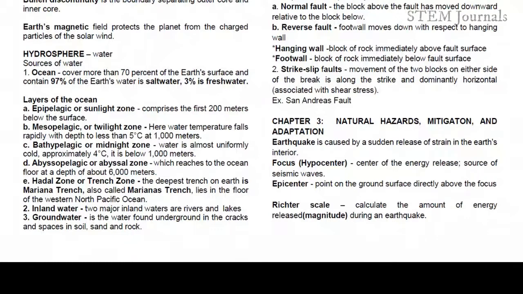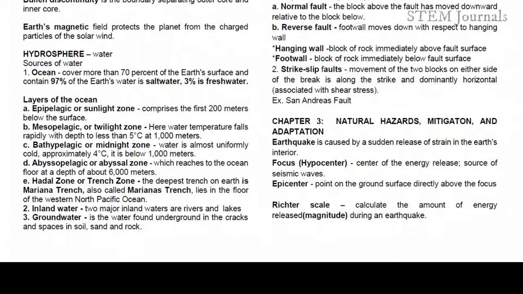And we have the layers of the ocean. We have the epipelagic or the sunlight zone. This is the zone where the rays of the sun can still be seen. So that is the sunlight zone. Usually, most of the marine animals and our marine life can be seen in this zone. Next is the mesopelagic zone, or the twilight zone, where only a minimum amount of light can penetrate.